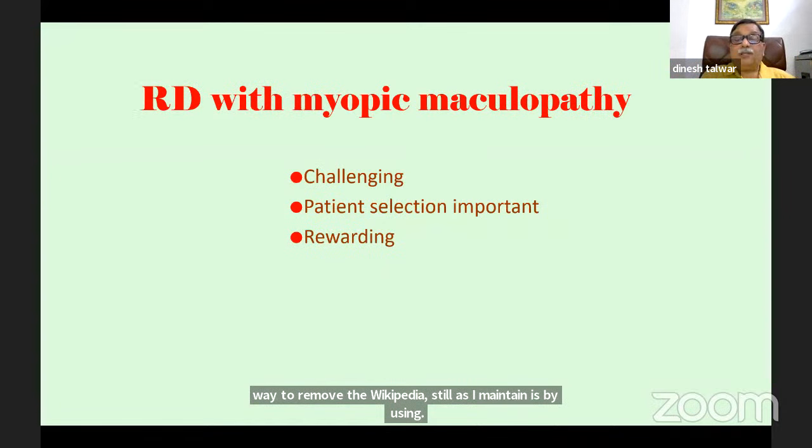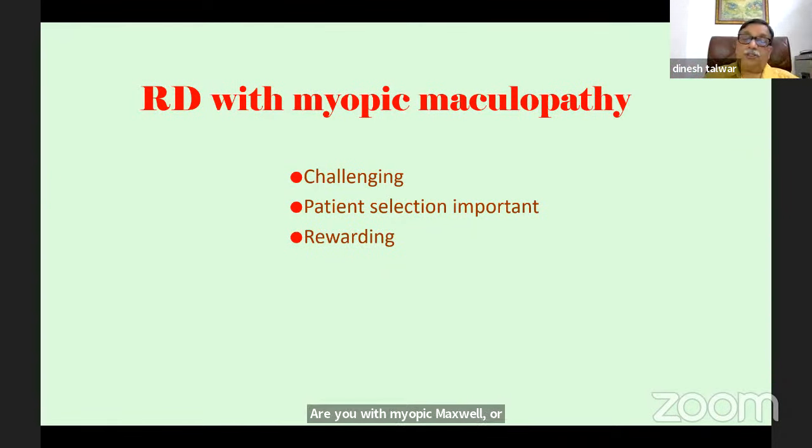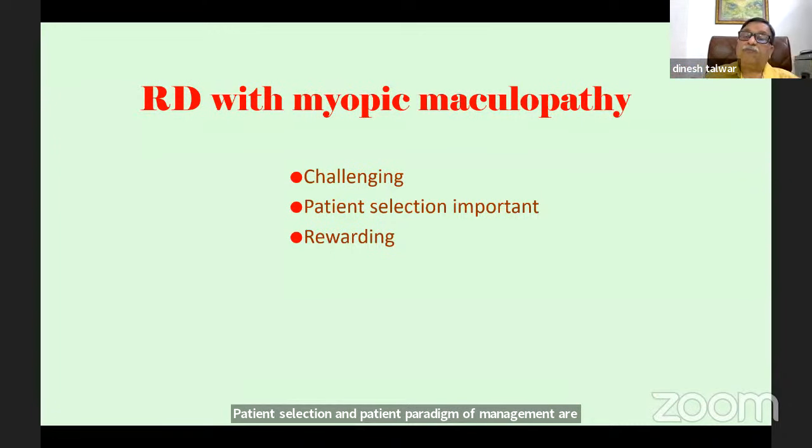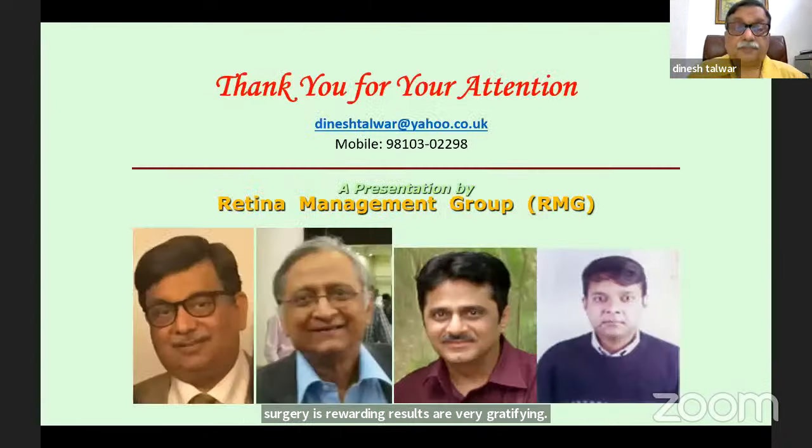RD with myopic maculopathy or high myopia with RD anyway are all challenging cases. Patient selection and patient paradigm of management are both important. But if you follow the right paradigm, the surgery is rewarding. Results are very gratifying. Thank you very much, ladies and gentlemen.